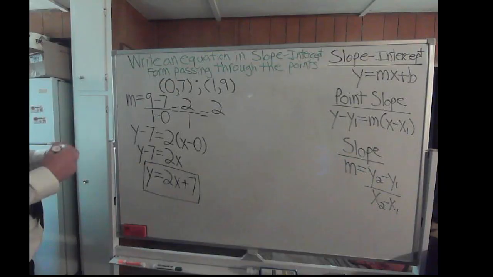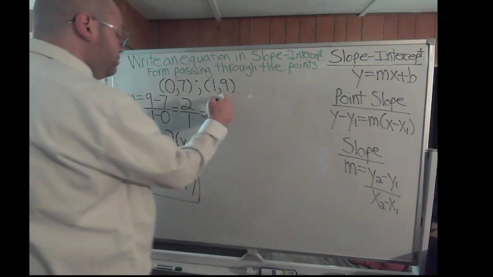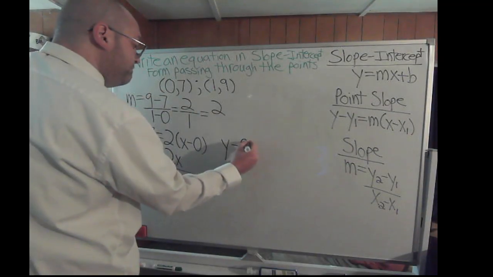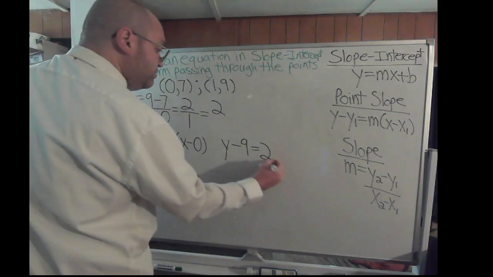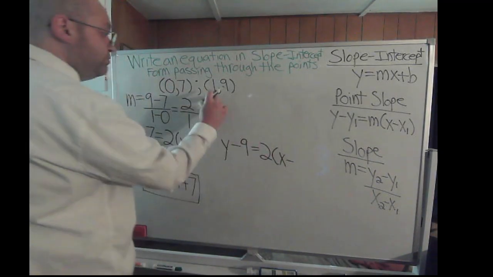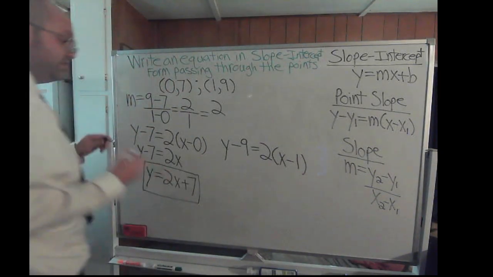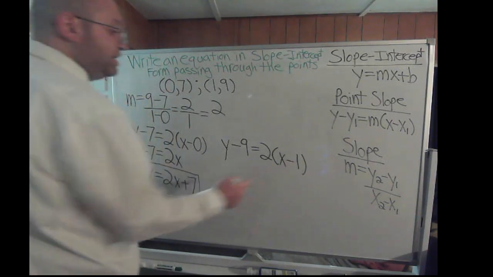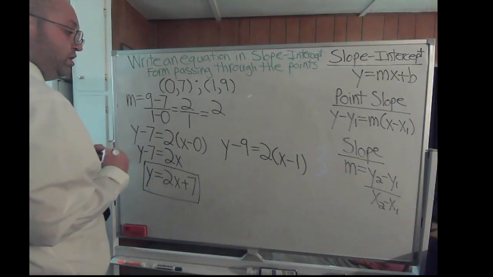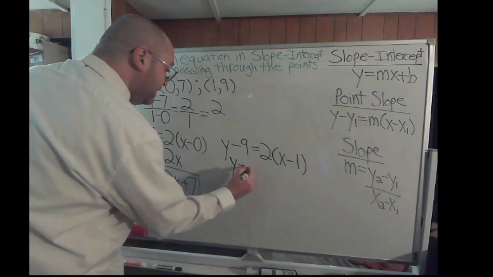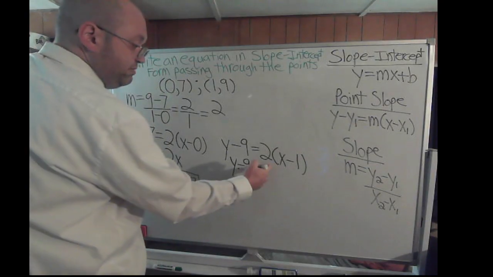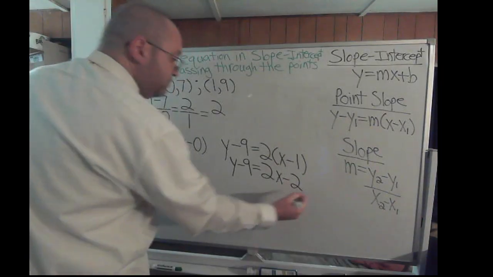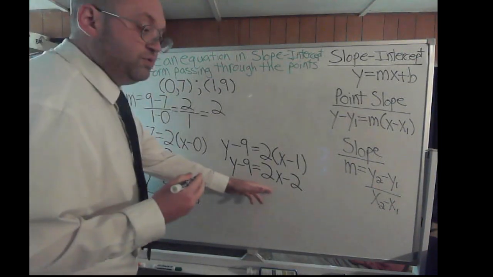Let me prove it to you with the other point. So y minus y sub 1, which is 9, equals 2 times x minus your x sub 1, which is 1. So in point-slope form, we have y minus 9 equals 2 times the quantity x minus 1. Keep your y minus 9 for a minute and do your distributive property on the right. 2 times x is 2x, minus 2 times 1 is 2. So you have y minus 9 equals 2x minus 2.